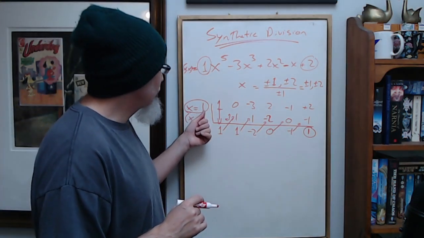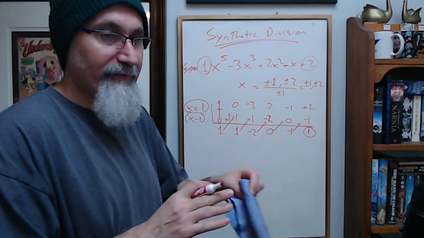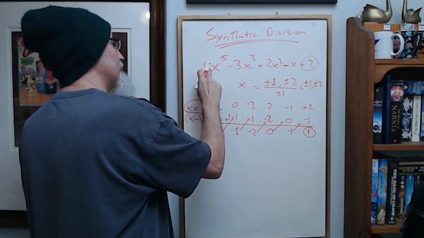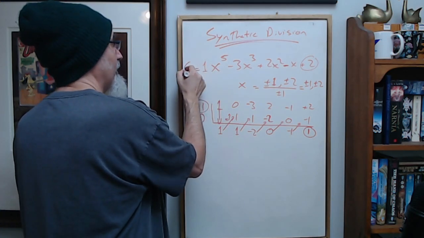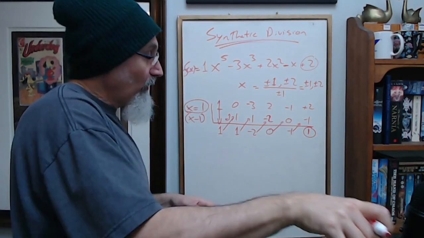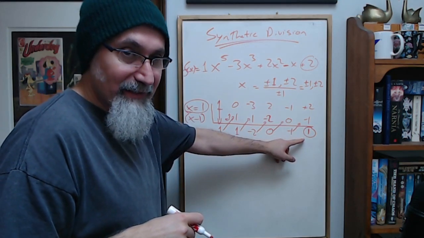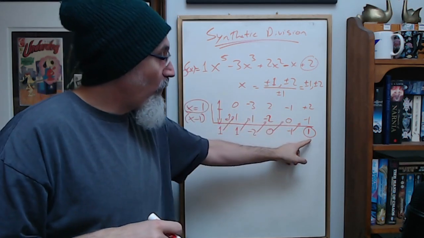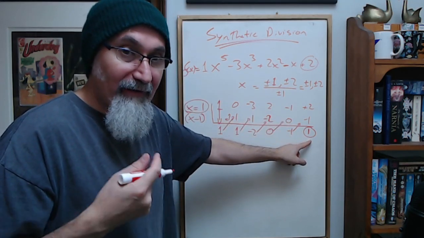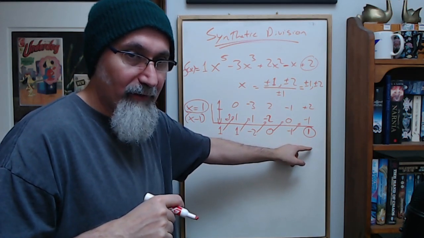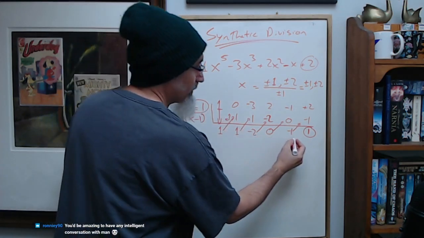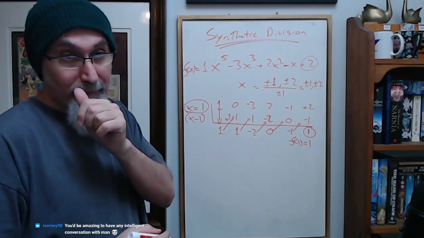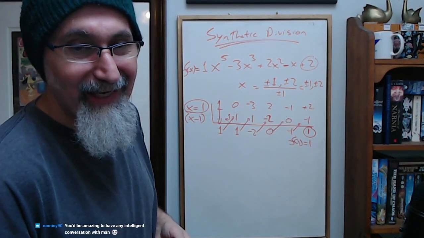If x is equal to 1 for f of x, let me write down f of x so you see it properly. Let me erase this. Okay. F of x. What we got here is this. That's what this number means. It means if x is equal to 1 for this function, y is equal to 1. You just found a point on the graph. So what we did, we just went f of 1 is equal to 1. That's a point. We didn't want a point on the graph. We wanted to find the x-intercepts.